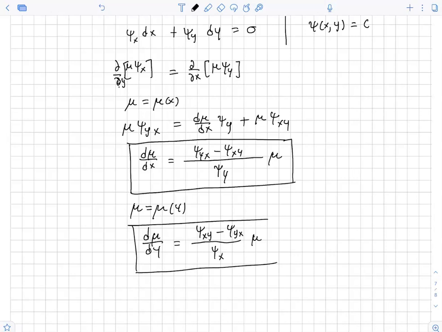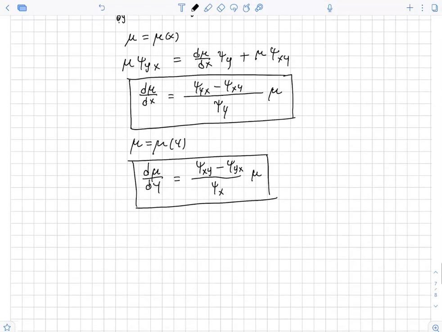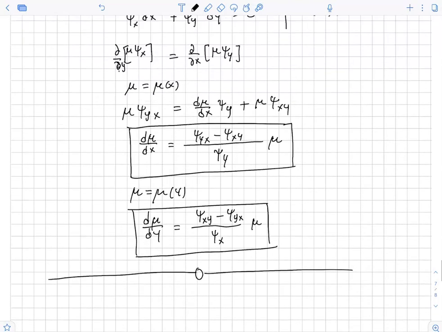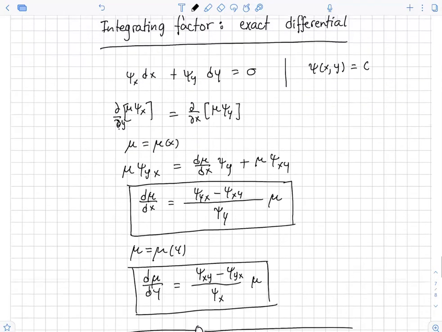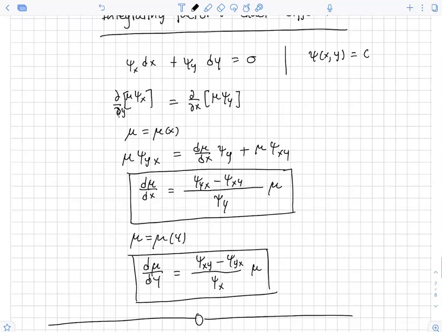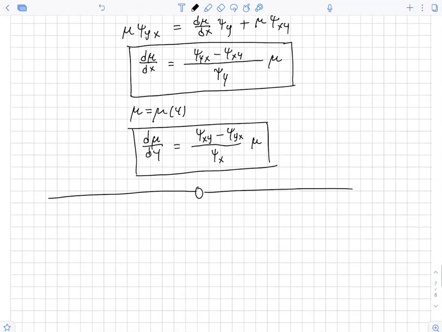So we have two scenarios, one for mu as a function of x and the other for mu as a function of y. And we don't need to memorize any formula. Instead, if we understand these steps, we can solve the problem. Now I'm going to show an example of how to apply this technique.